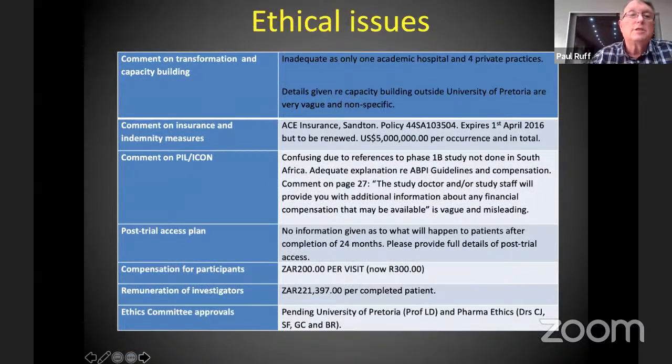Capacity building and transformation, I mentioned. Insurance is very important, following ABPR guidelines that we'll come to. The other thing is the patient information and informed consent document. It's important that this is reviewed, although it's predominantly an ethics committee role, but we need to make sure this provides information to participants about their insurance, about what happens if there's accidents, and about ABPR guidelines.